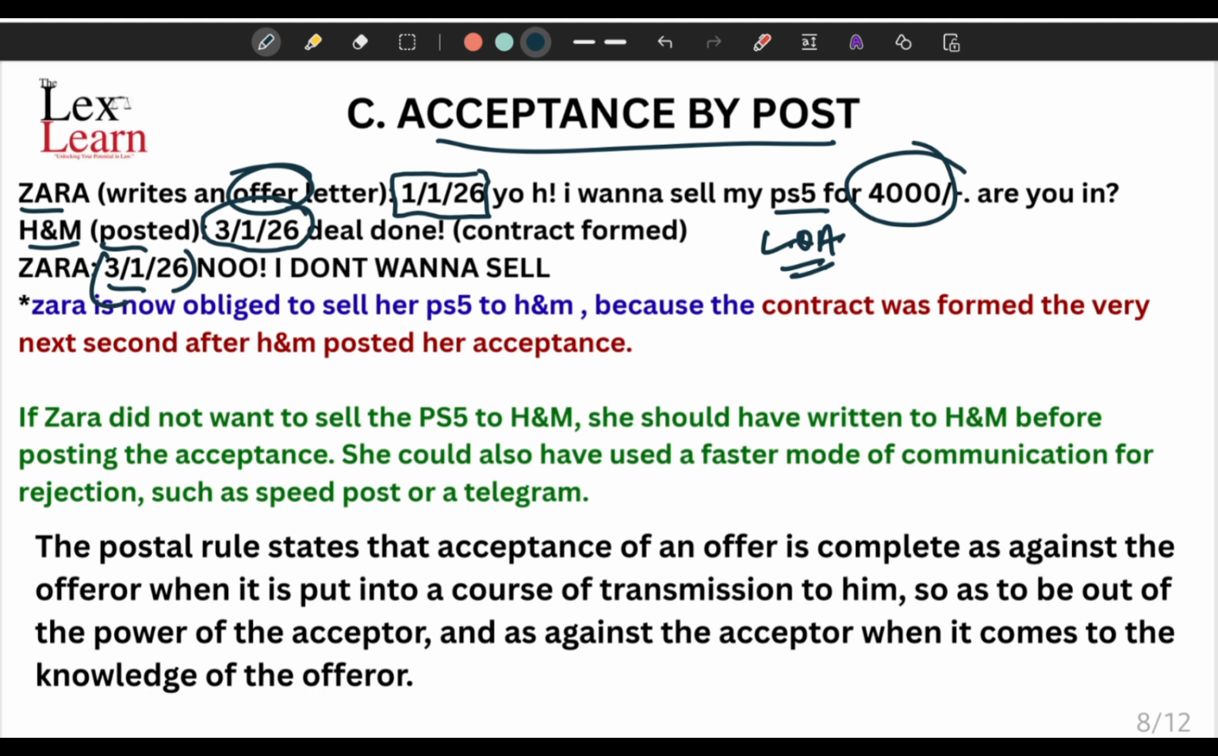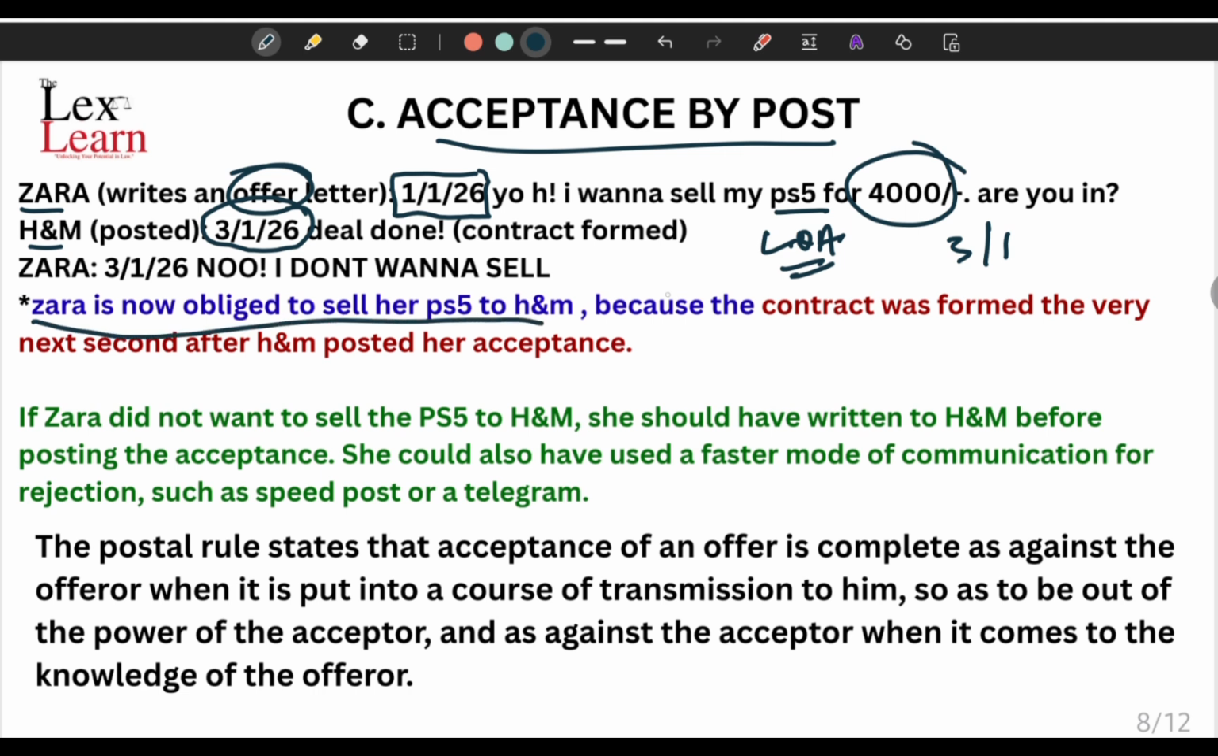Zara could only withdraw the offer within the period of time before the letter of acceptance has been posted. So if H&M posts the letter on 3rd January, Zara should use a very speedy, very quick form of communication, where she says on 2nd January that I don't want to sell, I don't want this offer to happen. Then it would be termed as legal, or it would be termed as revoked. But since Zara has sent this on 3rd January, after the letter of acceptance has been posted by H&M, it is not a valid revocation. Then the contract is formed, and Zara is obliged to sell the PS5 to H&M.